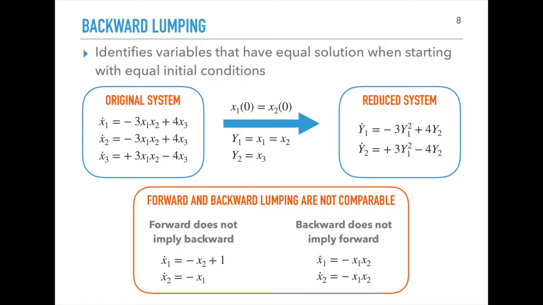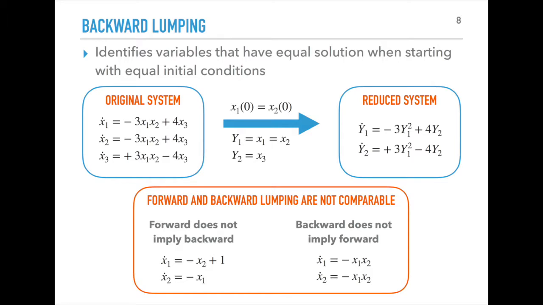Is it correct that if some partition is good for backward lumping, then it is also good for forward? No, it's a special case. They're not comparable. So this is a forward equivalence that does not imply backward.